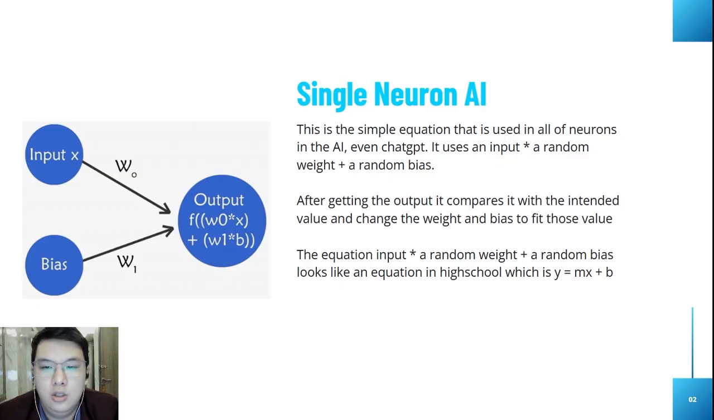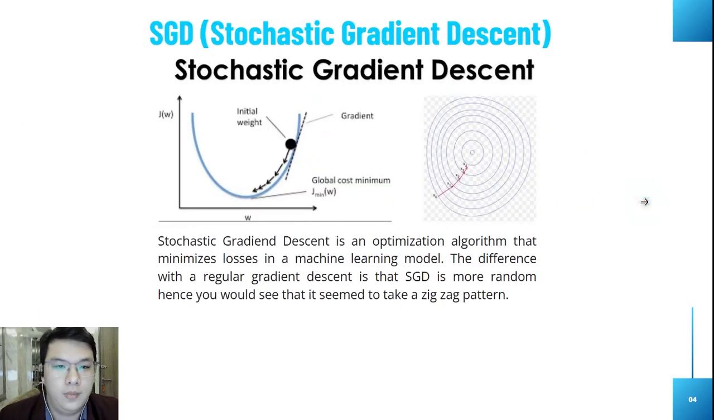Even in ChatGPT, Gemini, or Claude, all of the neurons basically use the same simple equation: input times weight plus bias. After getting the output, it compares with the intended value and changes the weight and bias to fit those values. You probably know the equation we use all the time in high school, which is y equals mx plus b, and that is what we are going to train today.